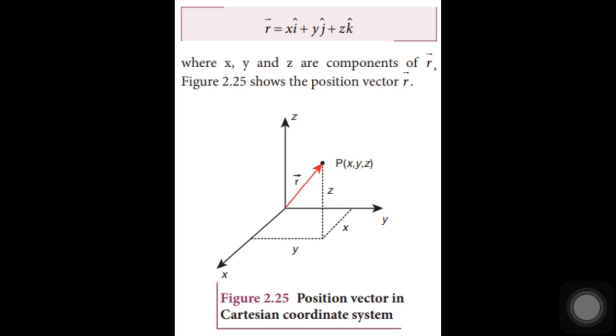So this is the idea of the position vector in the Cartesian coordinate system.